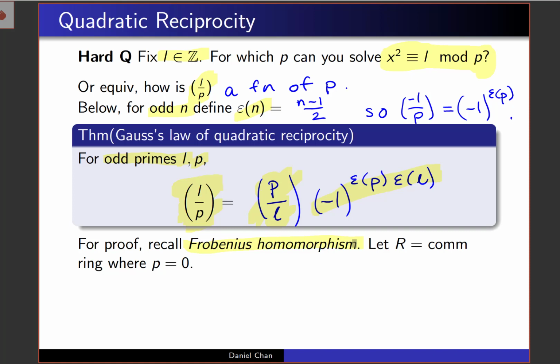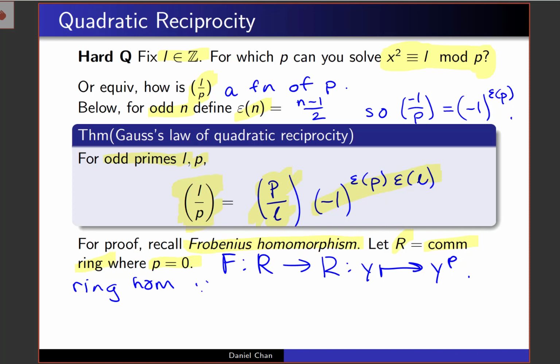in the commutative case. Here, R is any commutative ring, and we're going to assume we're in characteristic P, so we assume that P equals 0 in this ring. In this case you have a Frobenius homomorphism. That's a homomorphism F from R to R, and it just sends y to y to the P. And the point is this is a ring homomorphism.